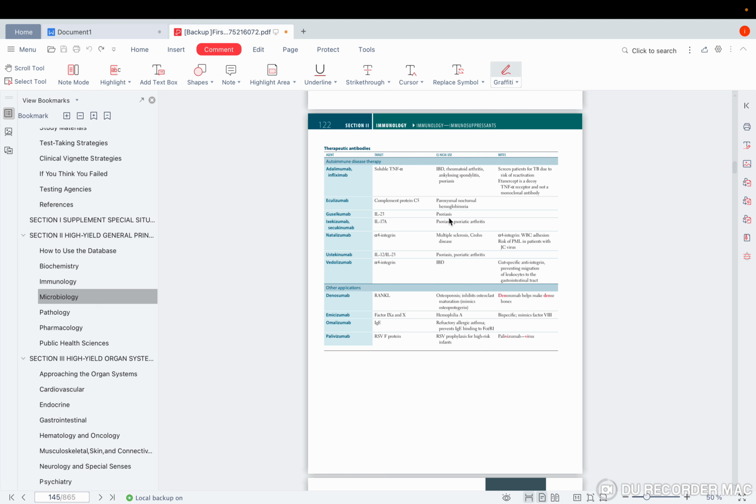Okay, you need to check for TB. What else? You need to check also for hepatitis B. Hepatitis B, okay?